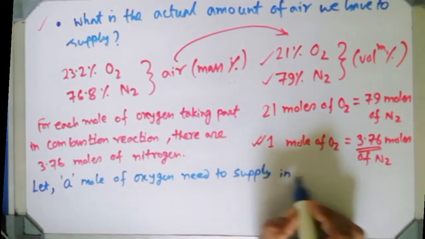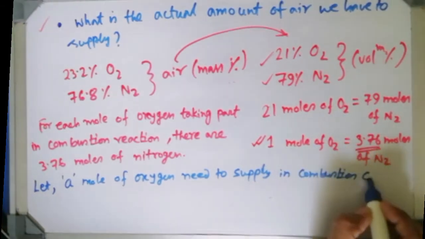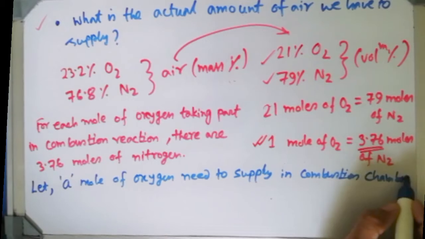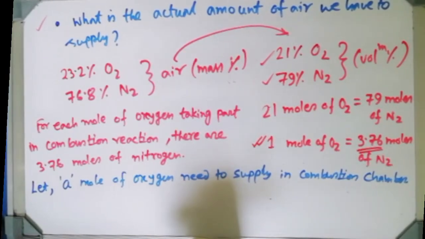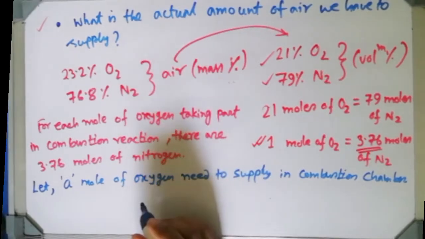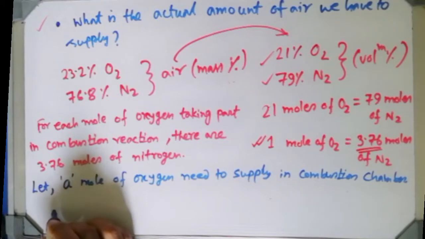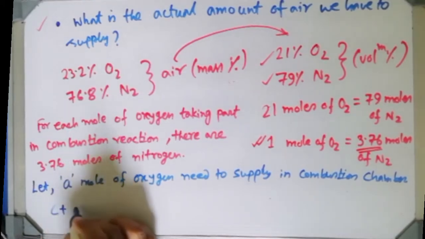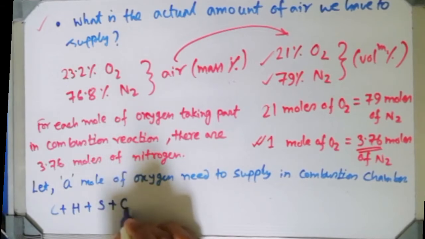Okay, then if it is excess supply, then what will be the reaction now? Obviously carbon is there, hydrogen is also there, sulfur is also there, and some amount of oxygen is also present in the fuel. This is already there. Now along with A mole of oxygen we are supplying excess.